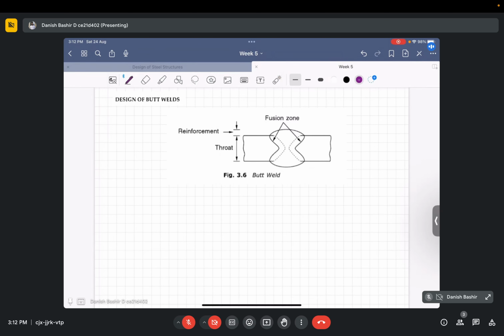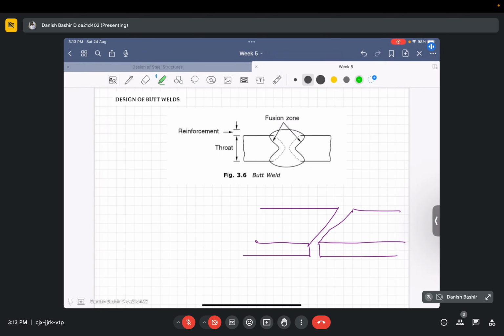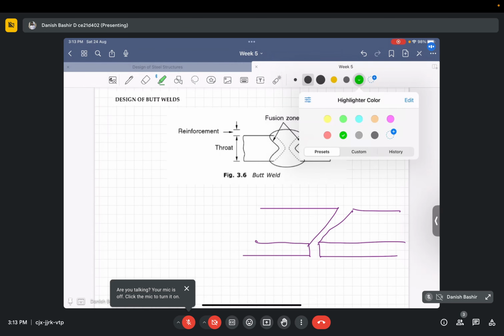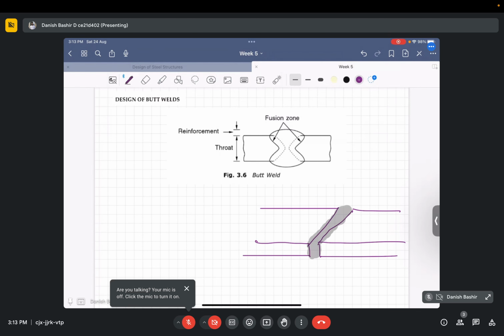As you already know, a butt joint is a joint between two members like this, and in welding we provide weld here. In a butt joint we weld here. So this becomes member 1, this becomes member 2, and this becomes our weld. This is the basic design that we do in the butt weld.